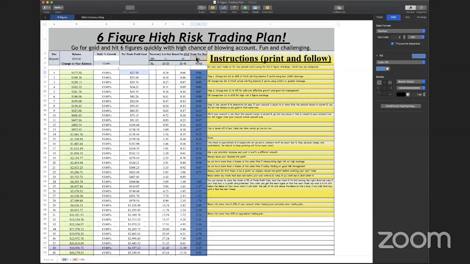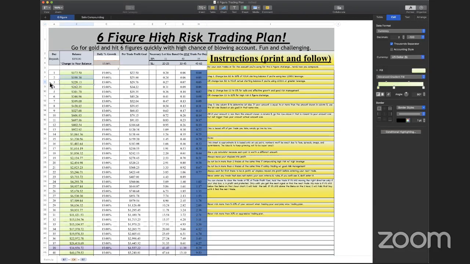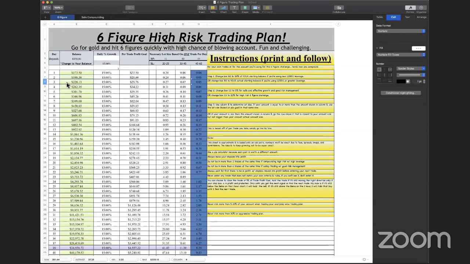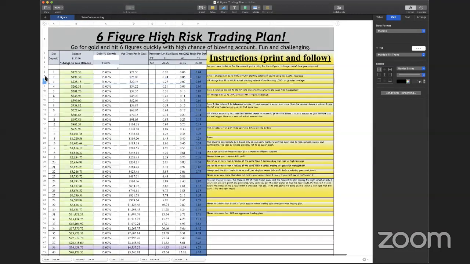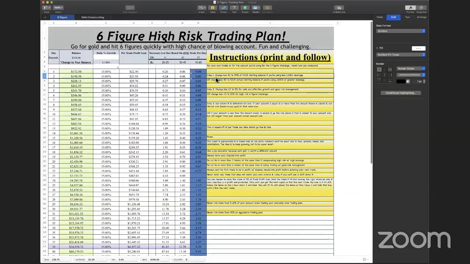So you're going to enter it according to this. If your account size is 228 or more, you can use this row. If your account size is less than 228, so let's say it's 227, you're going to go to the row right above it, and that's the lot size you're going to use. You're always going to use this side.